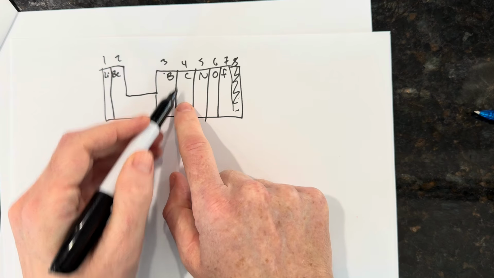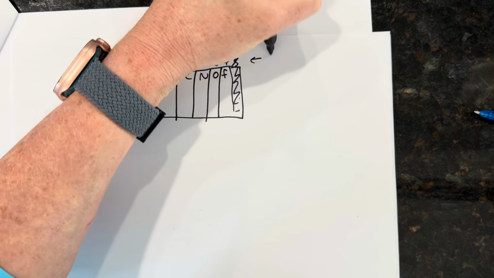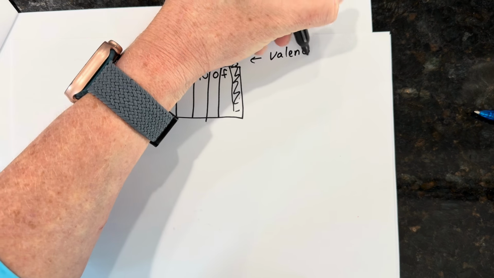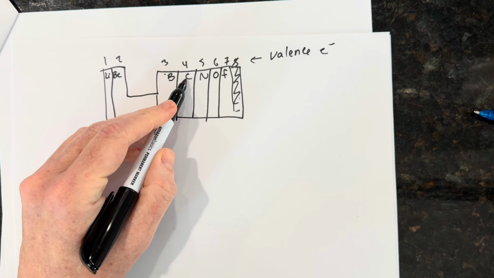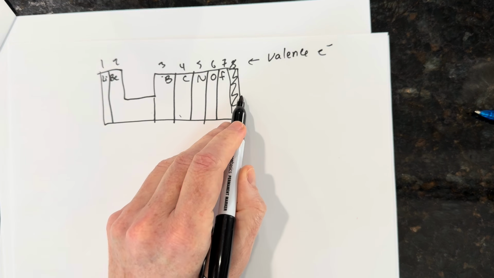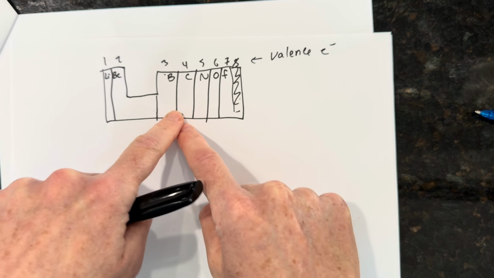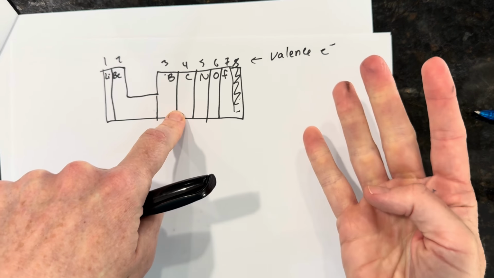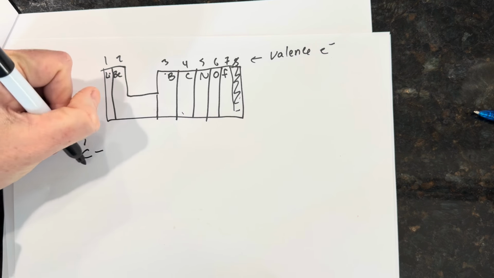So carbon right here currently has 4. These are the column numbers, but they're also the number of valence electrons, the electrons that can do chemistry. So carbon has 4 valence electrons right now. It wants 8. So how many does it need to get to 8? Well, if it has 4 and it wants 8, it needs 4 more, right? And that is why carbon, when it's at its happiest, has 4 bonds.